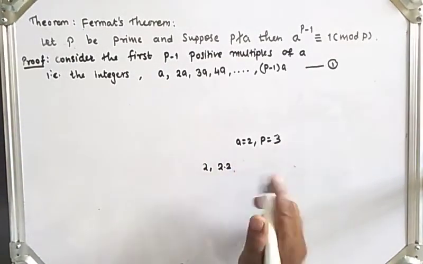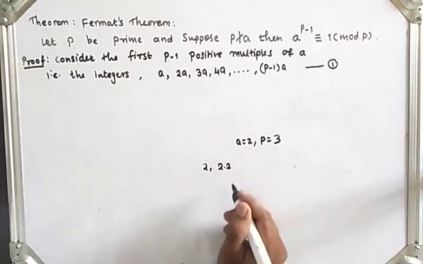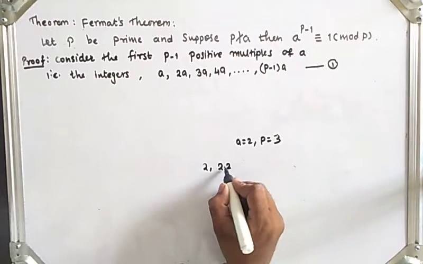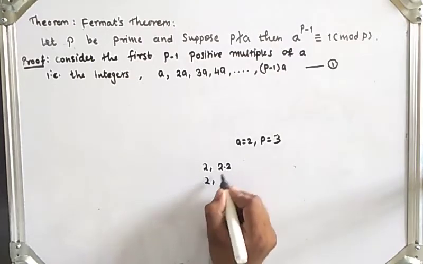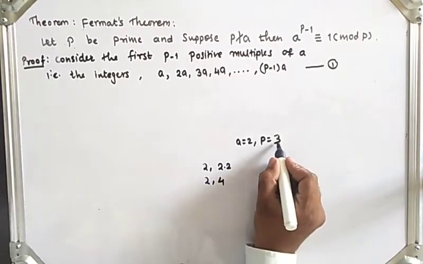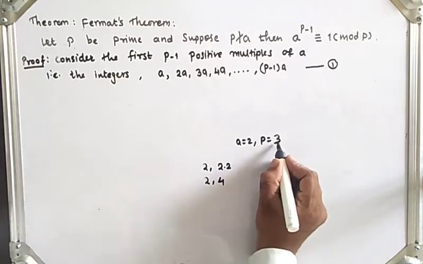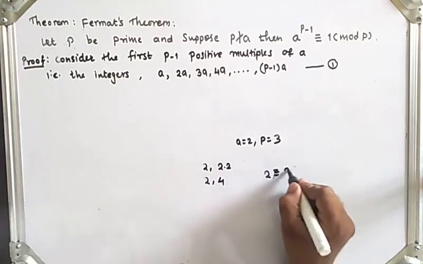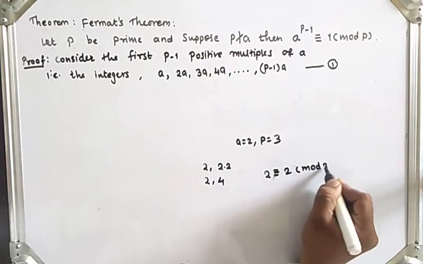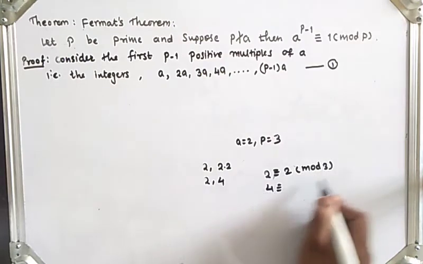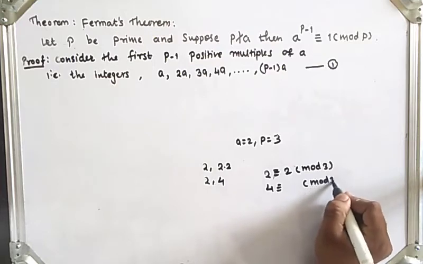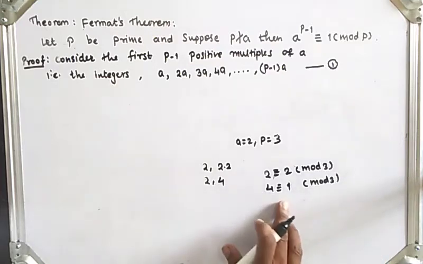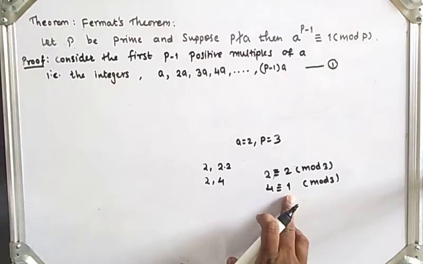So these are the two positive multiples. Here 2, and here 2 into 2, because p minus 1 is 2. So 2, and this multiplication is 4. When divided by 3, what will we get? 2 is congruent to 2 modulo 3, and 4 modulo 3, what will be the remainder? 4 divided by 3 gives 1, because 4 minus 1 is 3.